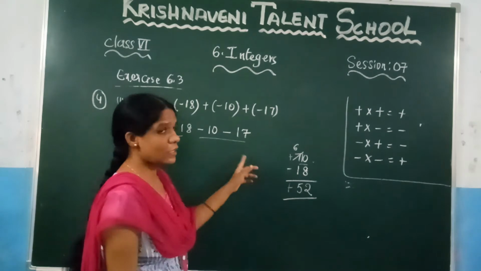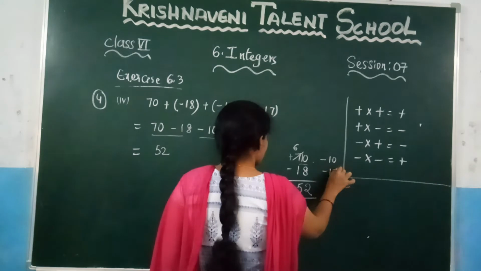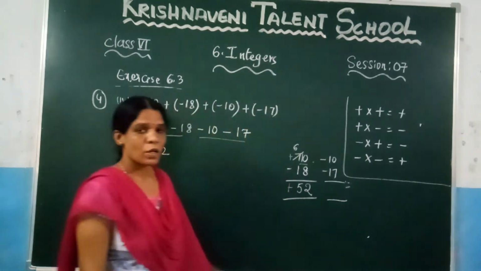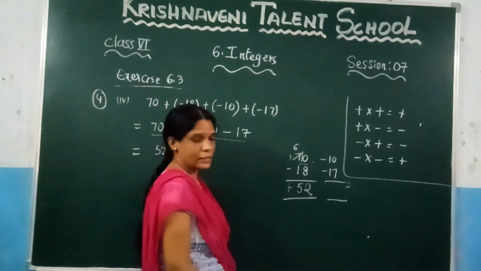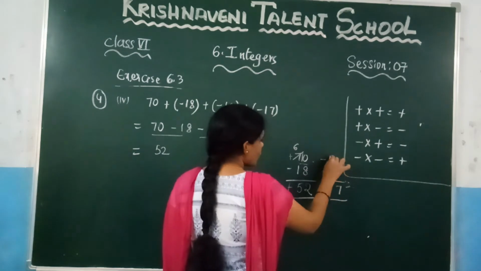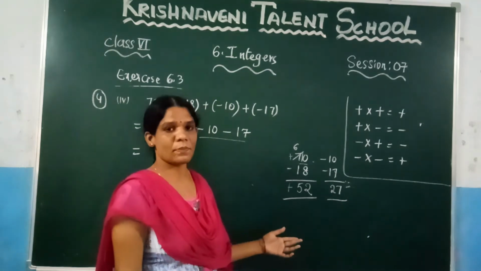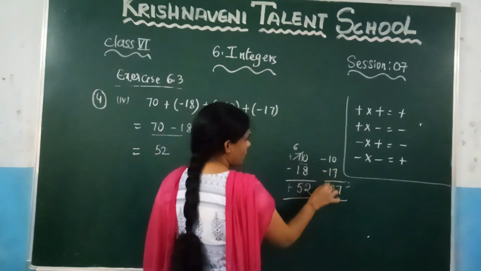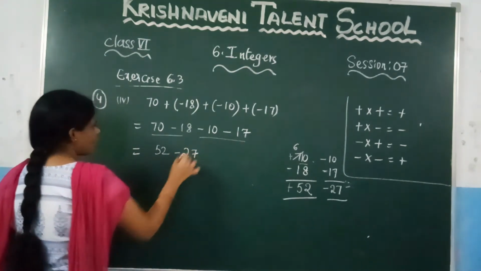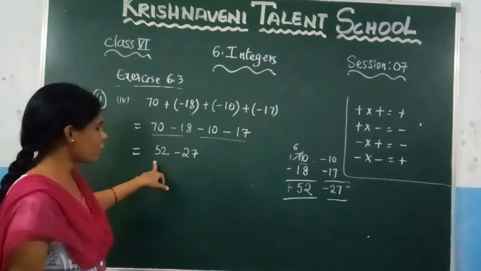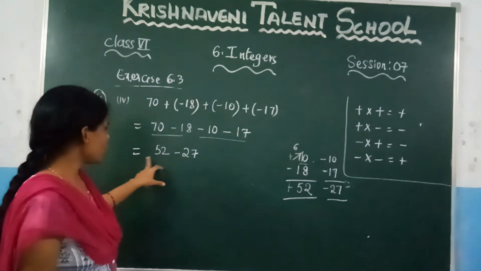Now let us solve the next two numbers. What are those numbers here? Minus 10 and minus 17. Since both numbers have the same sign, you need to add the numbers. So let us add the numbers. 0 plus 7 which is 7. 1 plus 1 which is 2. So what is the biggest number's symbol, which is minus? So keep it here minus. So what is the answer you are getting here? Minus 27. Right? We have solved these two numbers and got 52, and we solved these two numbers and got minus 27. Now you need to solve these two.